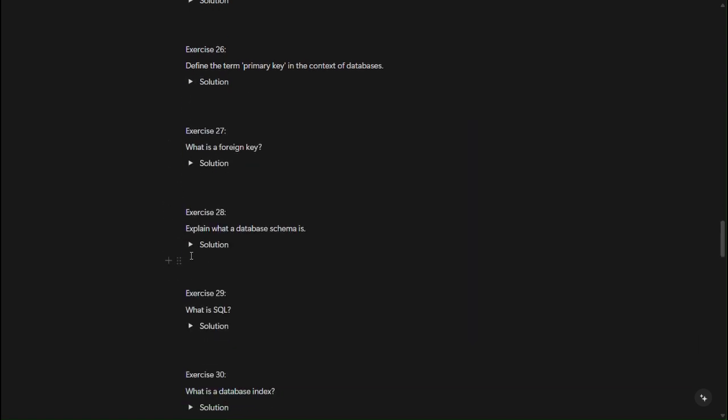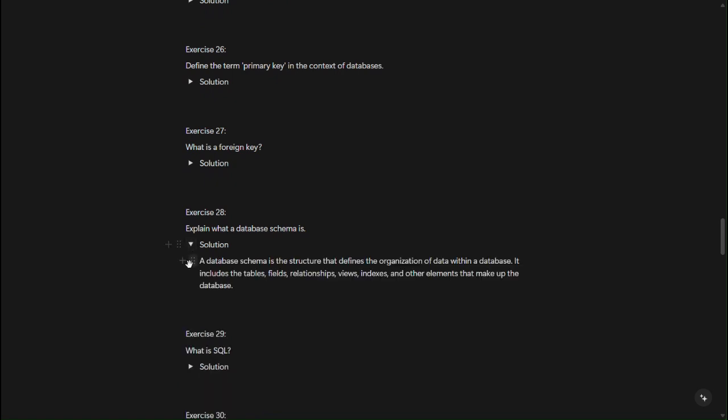Number 28. Explain what a database schema is. Database schema is the structure that defines the organization of data within a database. It includes tables, relationships, views, indexes, and other elements that make up the database.